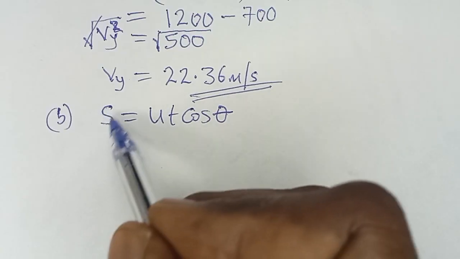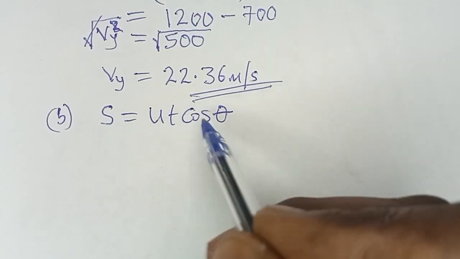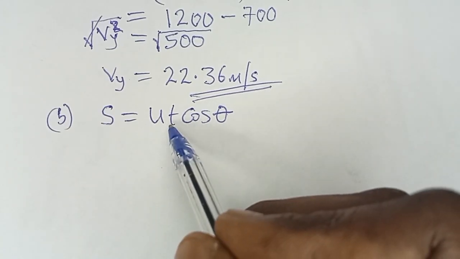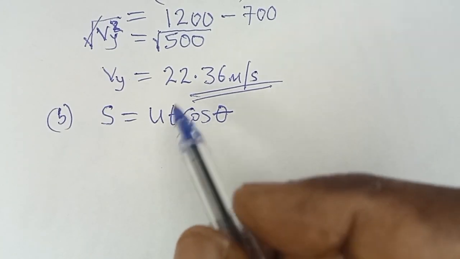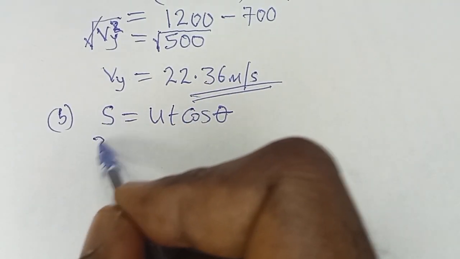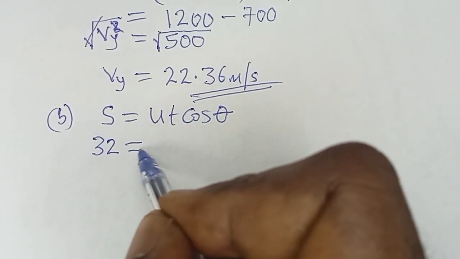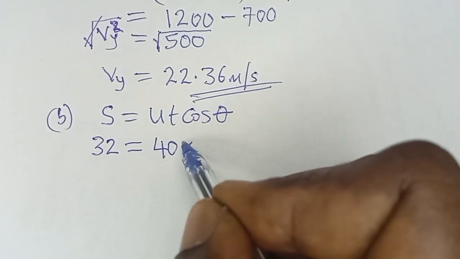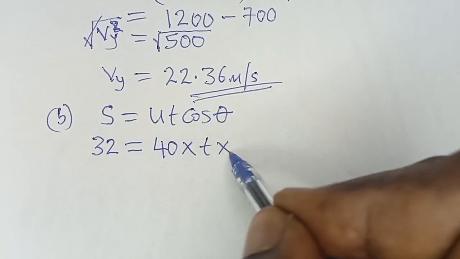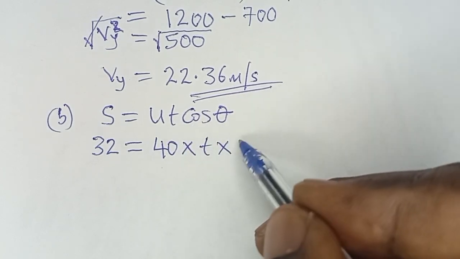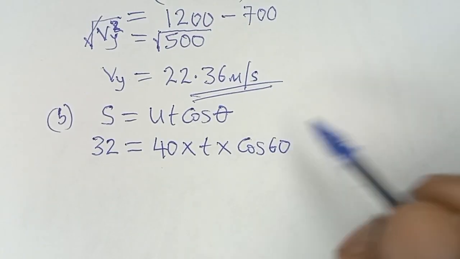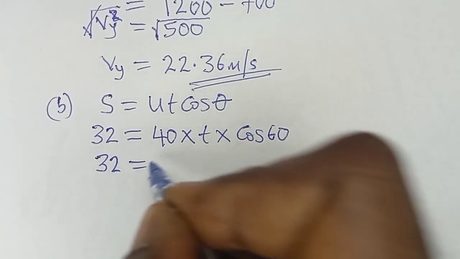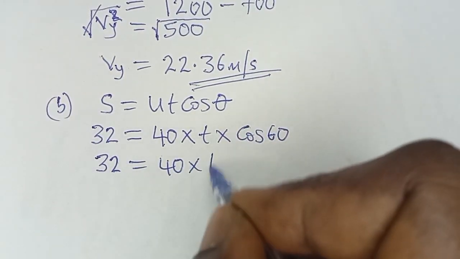So this S is the horizontal distance and is equal to u cos theta. This u cos theta is the horizontal component of the velocity, multiplied by time. So let's find the time first before we calculate the height. So 32 is the horizontal distance from the question, and it's equal to the value of u, which is 40, times the time we're looking for, times cos 60, because the angle of projection is 60.